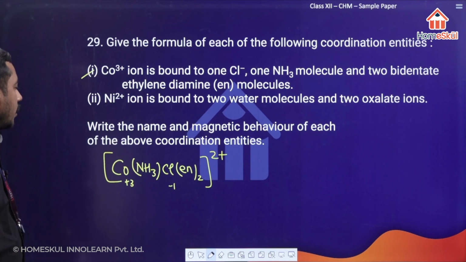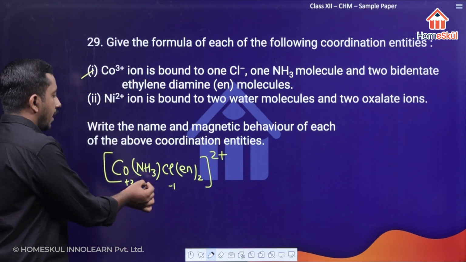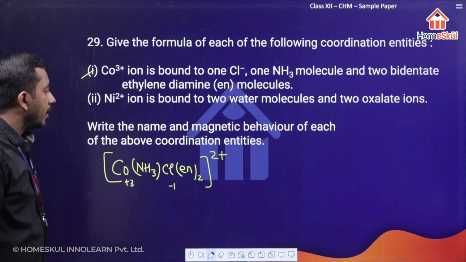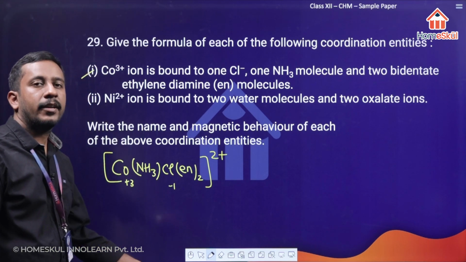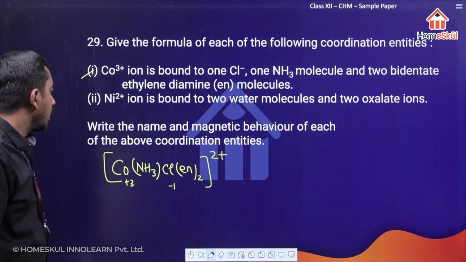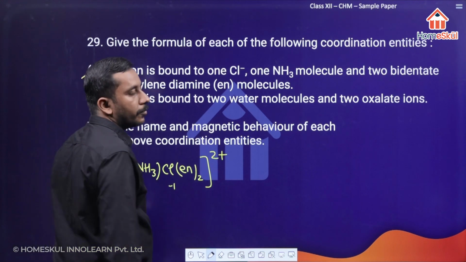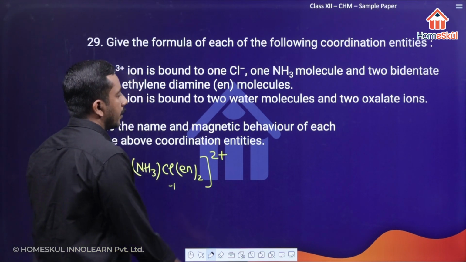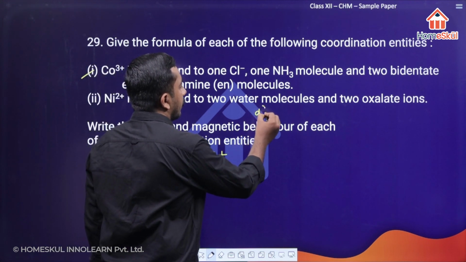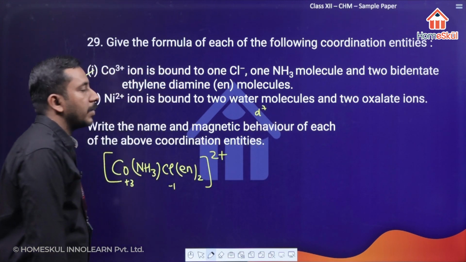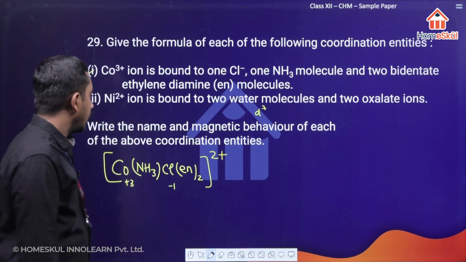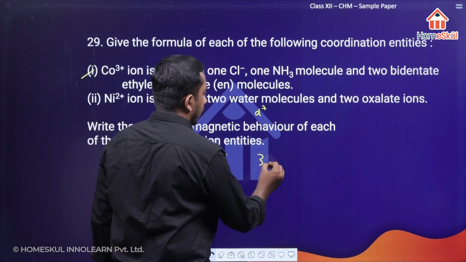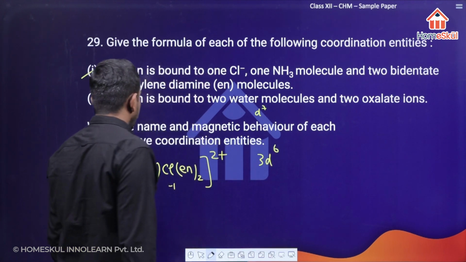So in the case of cobalt 3 plus, ammonia is coming as a ligand. In this case, ammonia is going to act as a strong ligand. That means the pairing of electrons is going to take place. So we have to know the electronic configuration of cobalt 3 plus. Cobalt, as you know, is a d7 configuration. So if you take cobalt 3 plus, the configuration will be 4s0 and 3d6. So cobalt 3 plus will have a 3d6 configuration.